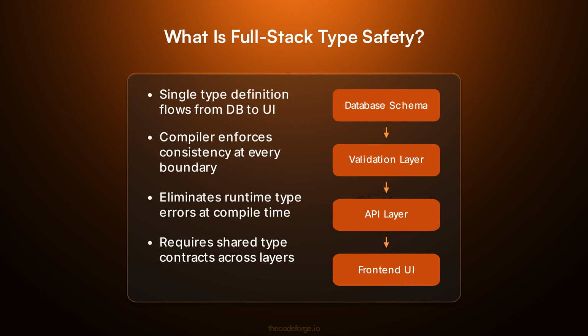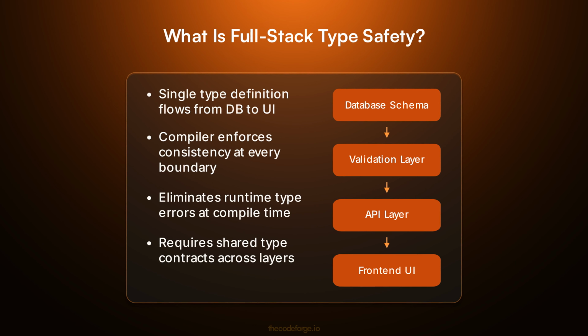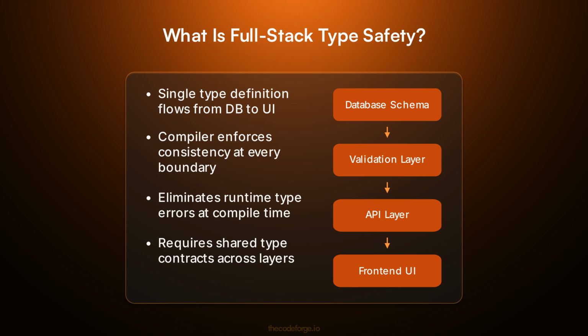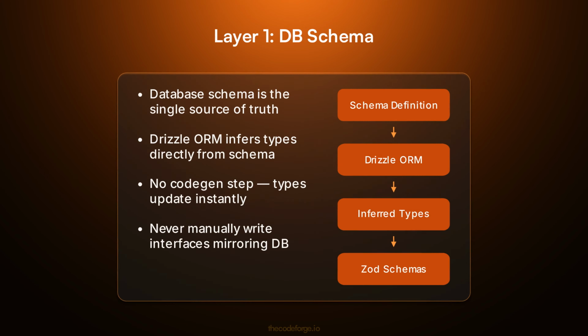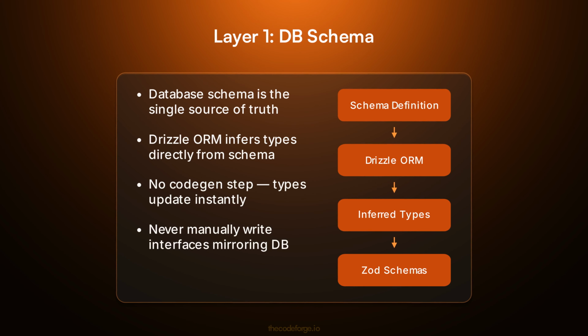Full-Stack Type Safety standardizes the entire data pipeline to one type system. When a specification changes at the database, every downstream layer automatically knows about it and refuses to compile if it cannot handle the change. Full-Stack Type Safety starts at the database.